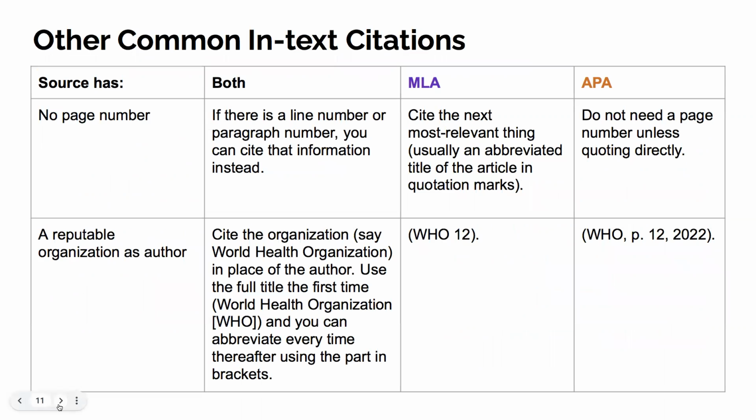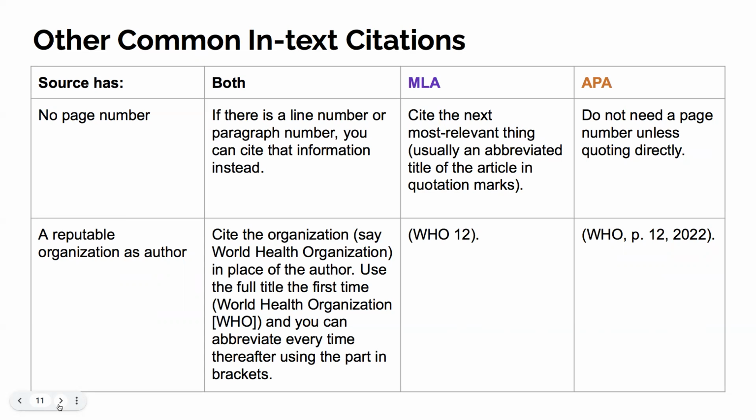Other common in-text citations to keep in mind: if the source has no page number, but it's either MLA or APA, and there's a line or paragraph number, you can cite that information instead. For MLA, you should cite the next most relevant thing, usually an abbreviated title of the article in quotation marks. For APA, you don't need a page number unless quoting directly, so my best advice is just to not quote directly and paraphrase or summarize instead.